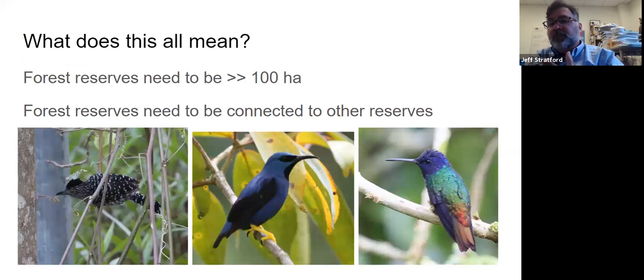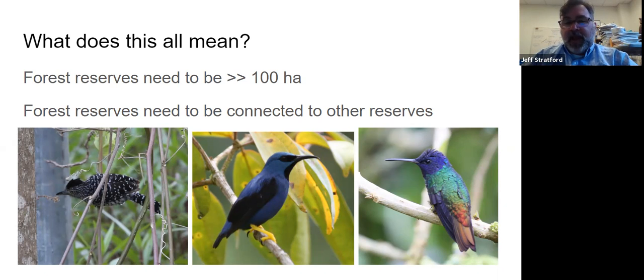So what does this mean for conservation? Well, for one, you have to have forest reserves that are much larger than 100 hectares, okay? Because you need to overcome the edge effects. Small forest fragments, 10 hectares and smaller, will be overwhelmed. The vegetation won't be right, it will be too bright, too hot, and these epigeal insectivores will not use them.